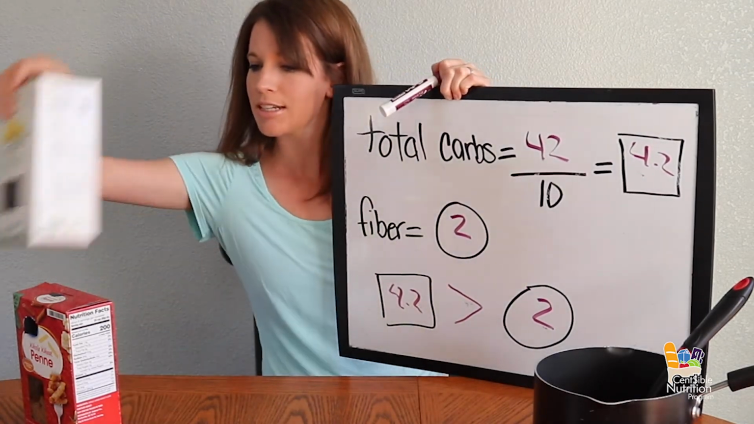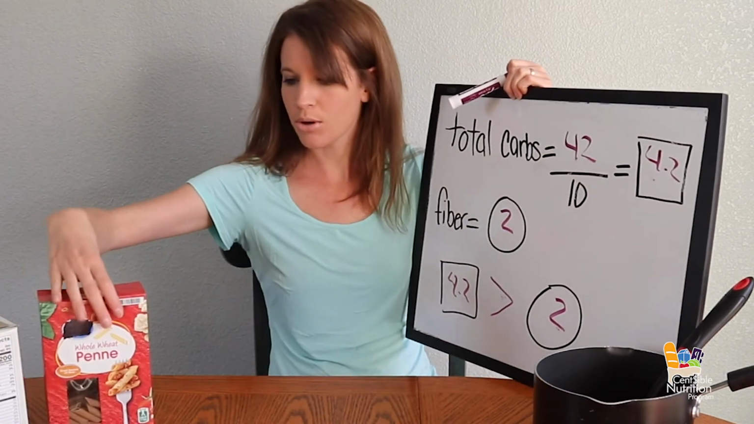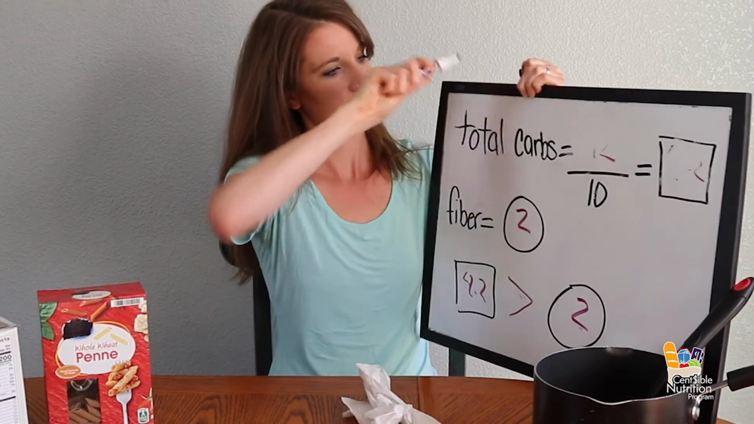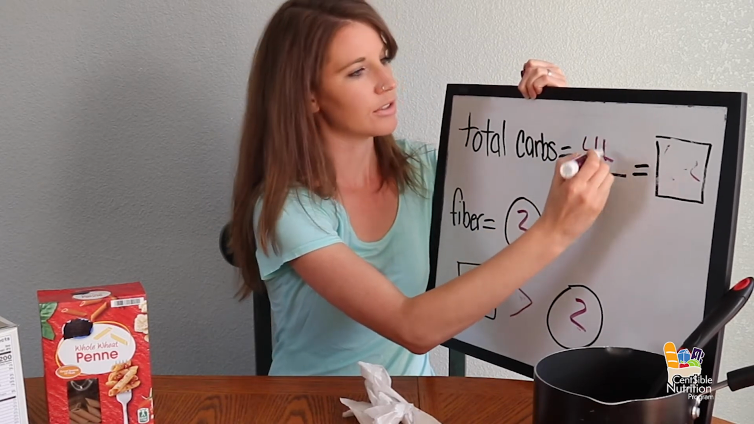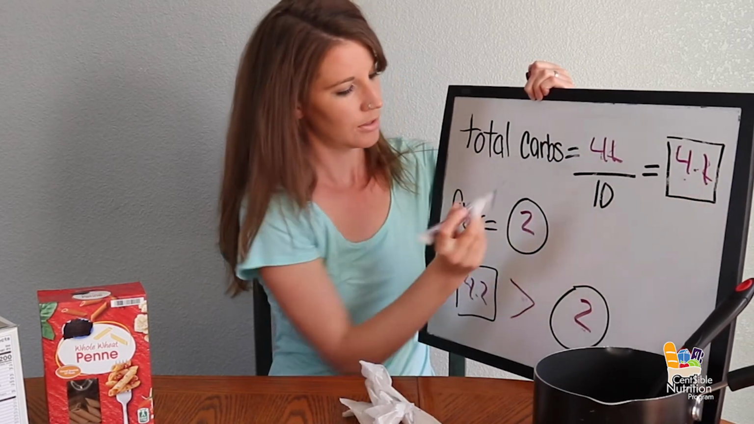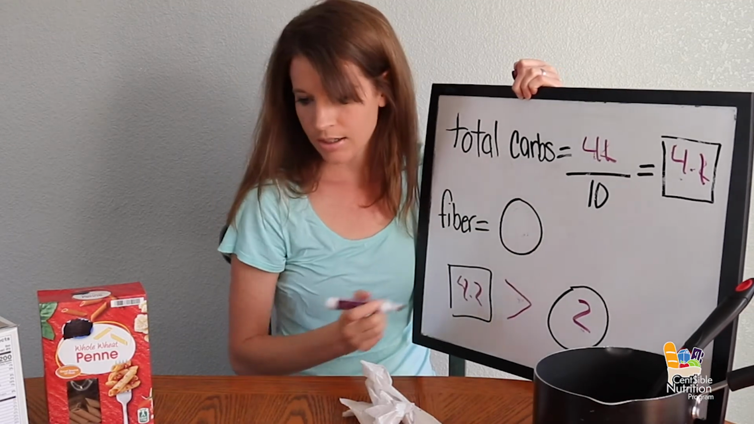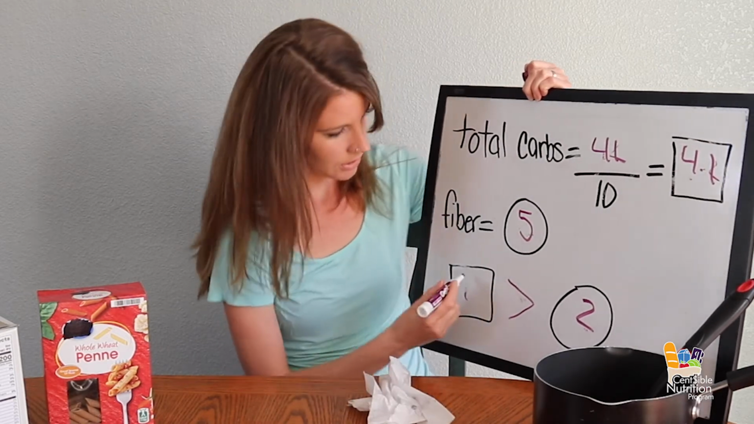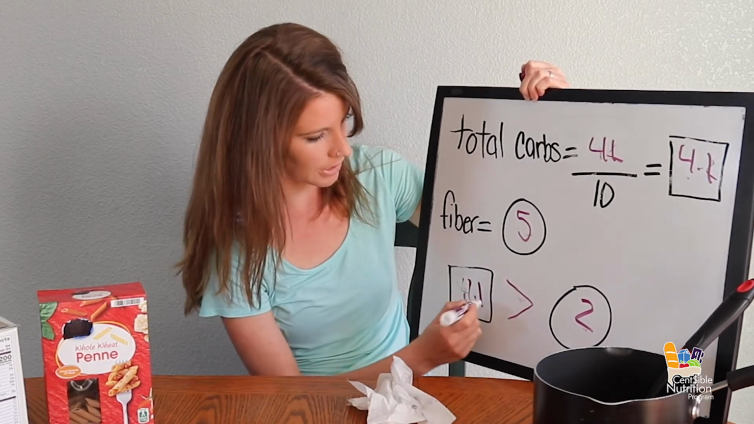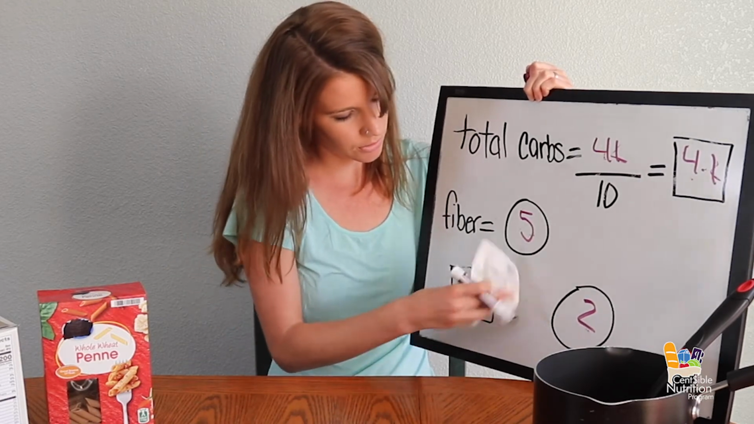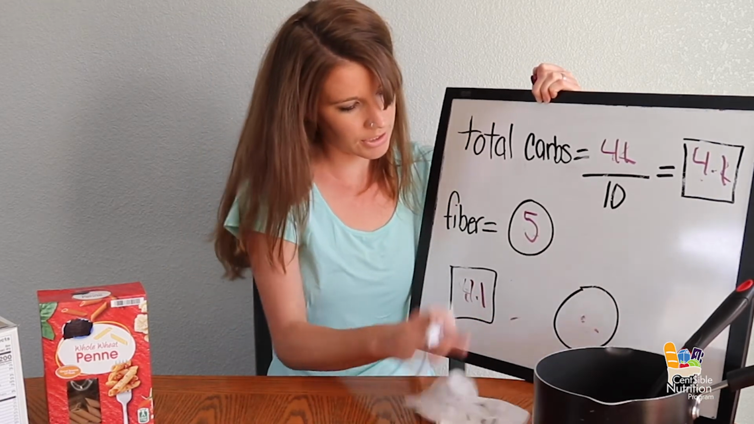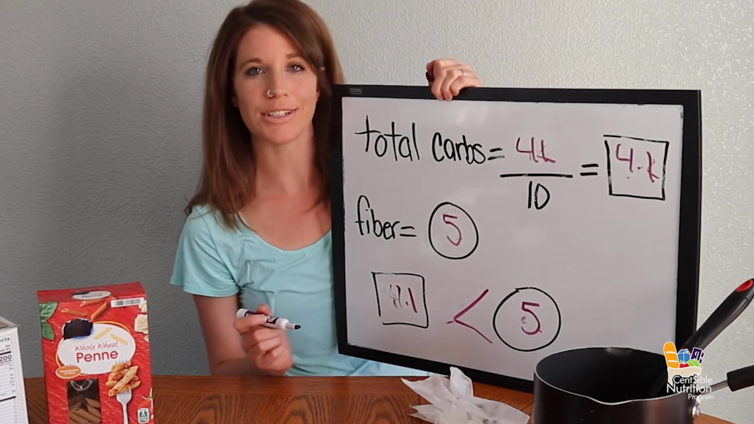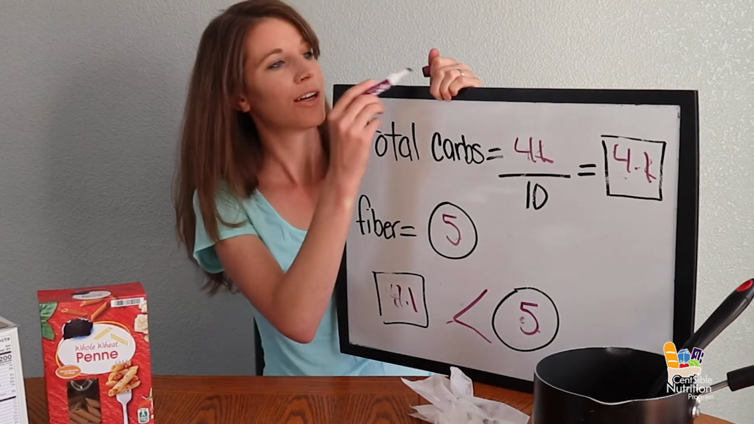But let's check out this box and see if it is. So total carbohydrates in this box is 41. Divided by 10 gives us 4.1. Fiber is 5 grams. Look at those whole grains. So if we put 4.1 here for the total carbs over 10, and we put our 5 here for fiber, we see that our fiber is more than our total carbohydrates over 10, which means it's a whole grain choice.